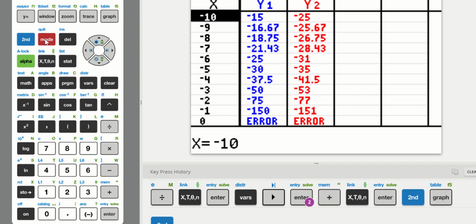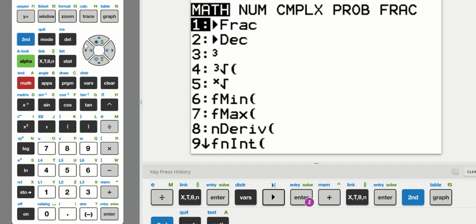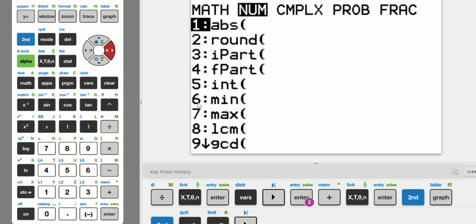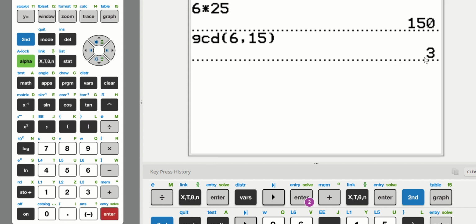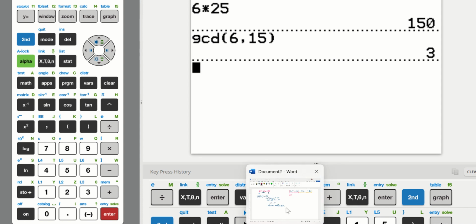Go to Math, scroll to the right one to Number, and then scroll down to GCD. Alternatively, you can click 9, okay? And then what you want to do is put in the two numbers you're looking for the greatest common factor for. So 6, and then never put in a negative here. Just put in whatever the number is, but put in the positive, okay? So 6, 15, the comma is right here. And if I hit enter, the greatest common factor is 3. So that's what we factored out.